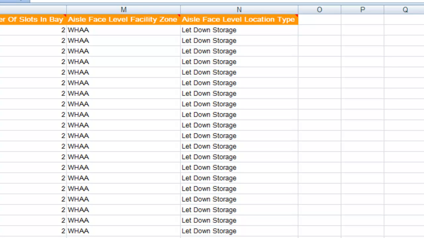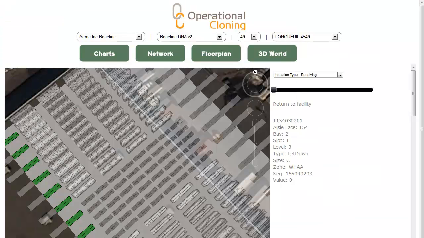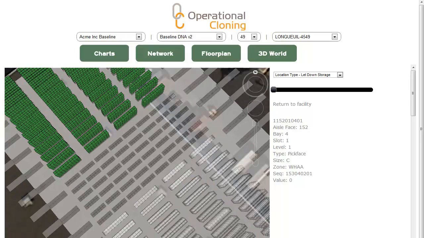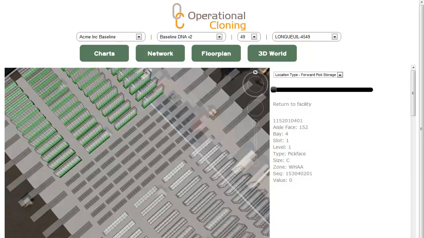Location types indicate the functional processing capabilities of locations in the facility. It is the primary concept that influences the flow of material through the facility. Receiving is where receiving of inventory happens. Reserve storage is longer term or primary handling unit storage. Letdown storage is primarily for letdown to forward pick storage. Forward pick storage is short-term or unit storage where pick faces are established.